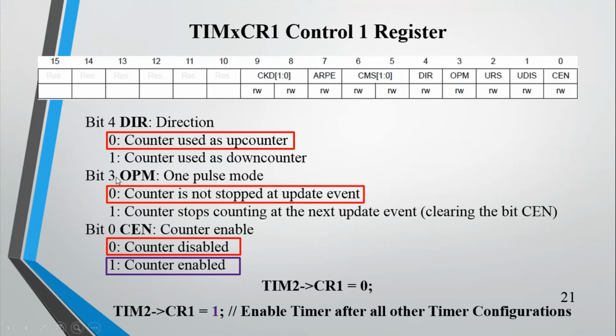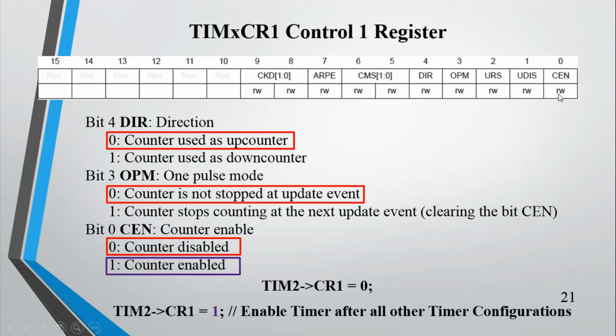So what value am I writing here? I don't need this one pulse mode, so I am writing 0. The counter is not stopped at the update event. Update event means when it reaches the maximum value, it will roll over to 0. That is known as the update event. So when the update event occurs, the counter should not stop. Again, it should start from 0 onwards. So in order to disable one pulse mode, in the 3rd bit you write 0.